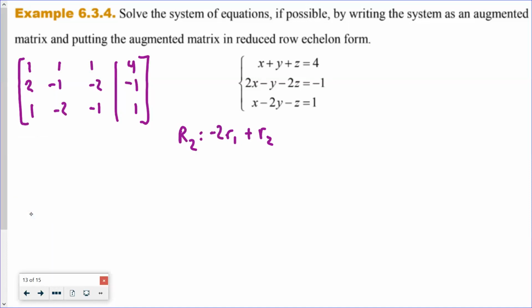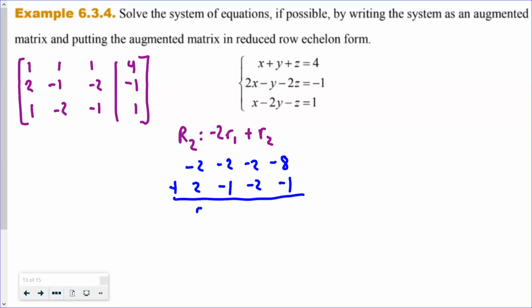So -2 times row 1 is going to be -2, -2, -2, 4. Wait. Sorry, not 4. -8. That's a common mistake, is you just keep the end the same. No, multiply everything. Okay, now row 2 is 2, -1, -2, -1. When I add that together, I'm going to get 0, -3, -4, -9.